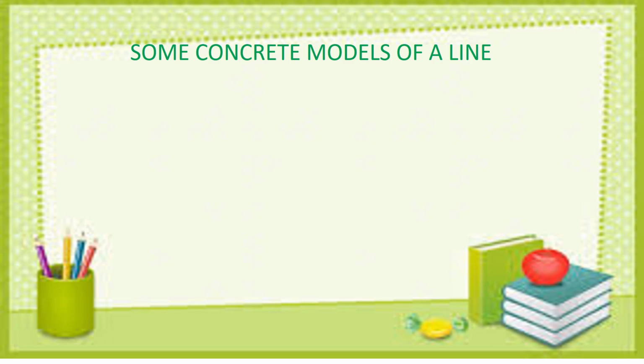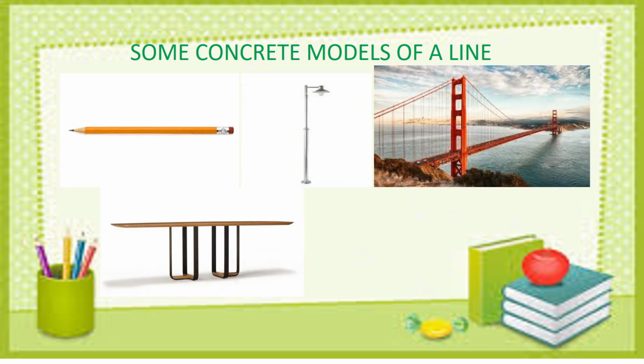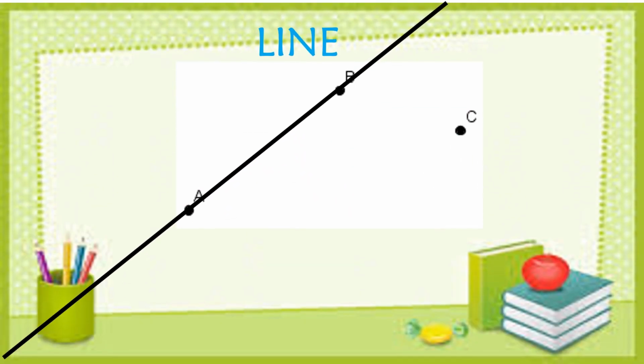Some concrete models of a line: pencil, lamppost, bridge, edge of a table, and many more in our surroundings. As we tackled a while ago, a line is infinite, and that it goes on forever. But it's impossible to draw a line that goes on forever, am I right? So to draw a line, we'll just connect the 2 points and then extend it a little, then put 2 arrowheads on both ends.